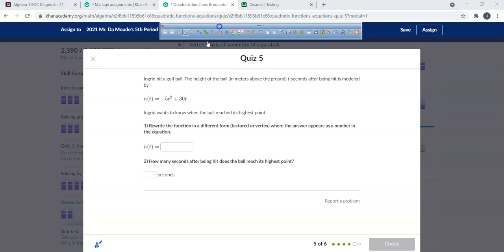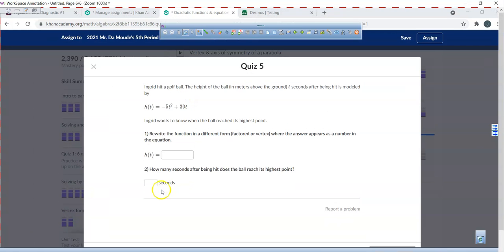All right, so in this problem it says Ingrid hit a golf ball. The height of the golf ball in meters above the ground is being modeled by this function. Ingrid wants to know when the ball reached its highest point. So it says rewrite the function in a different form, factored or vertex form, where the answer appears as a number in the equation. We got to reach its highest point, so we got to change this to vertex form. I'll show you how to change that to vertex form right now.